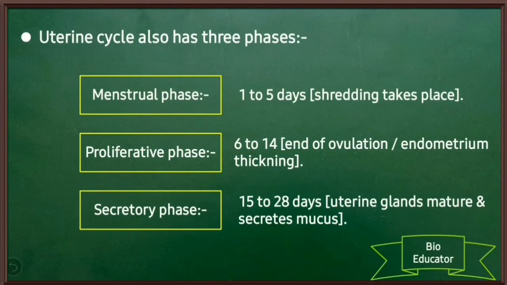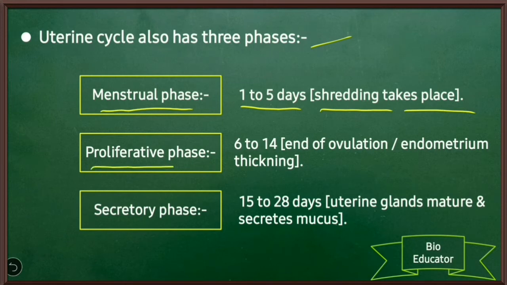The uterine cycle also has 3 phases. First, the menstrual phase. It occurs from day 1 to day 5. In this phase, shedding of the extra thick layer of the endometrium takes place.